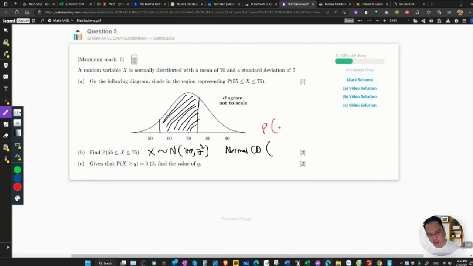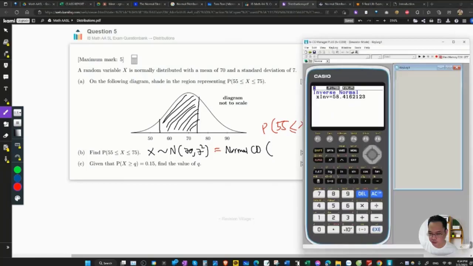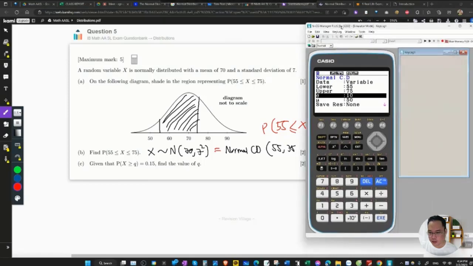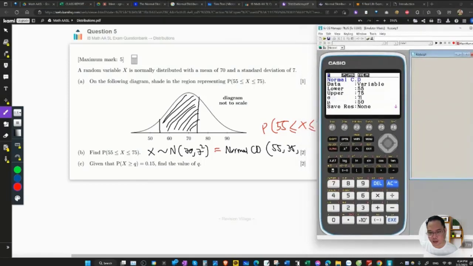The probability of x greater than or equal to 55, smaller than or equal to 75 equals this normal CD. The lower value is 55, the upper value is 75, and then distribution normal CD, variable, lower 55, upper 75, standard deviation 7, and mean 70. And you get 0.746. Yeah, exactly.